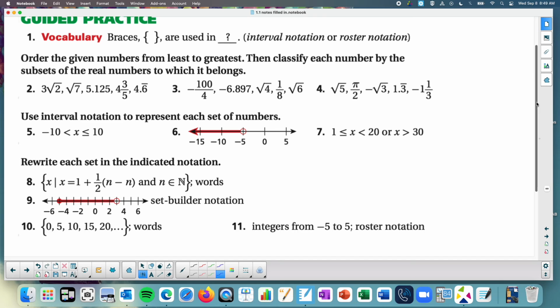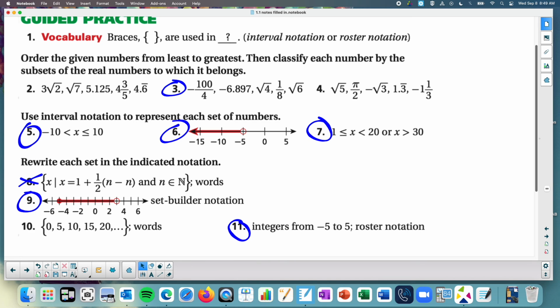So let's do 3, 6, and 7. I don't know. Actually, let's do 5, 6, and 7 because those are fast. I don't care about this one. Sure. Sure. See if you can do those. Work with the person around you. I have zero problem with you guys helping each other out, working with each other.